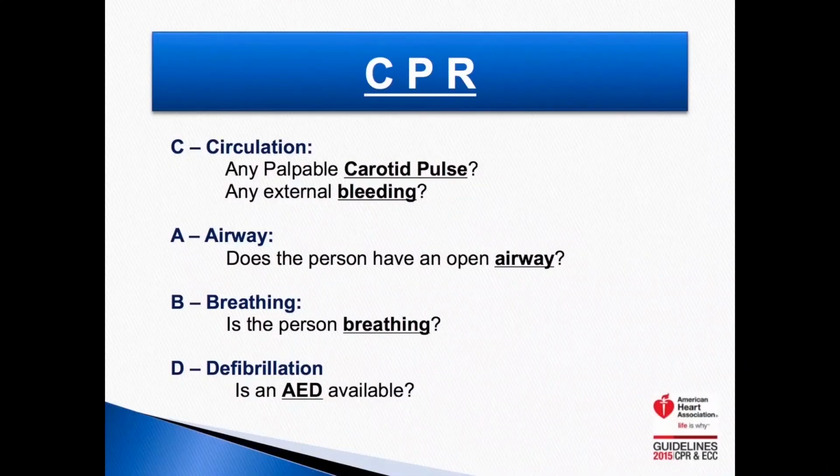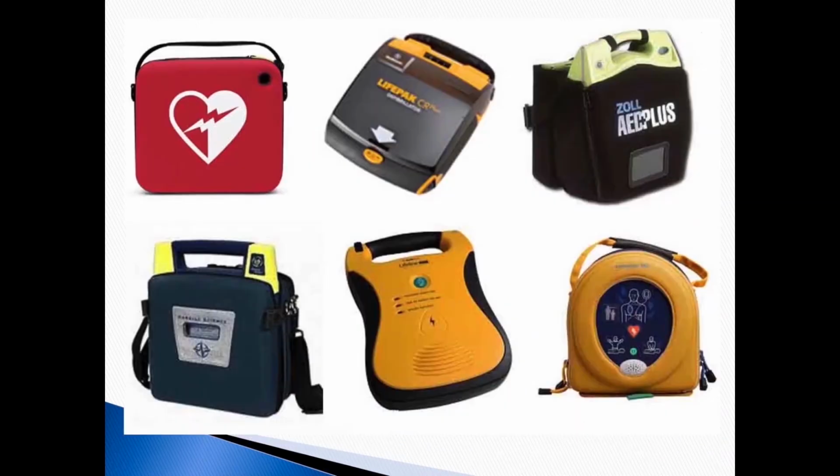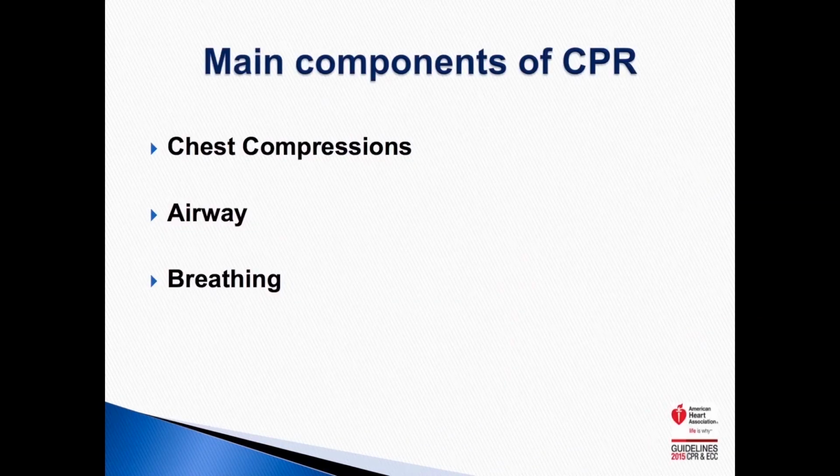B. Breathing. Is the person breathing? Look for rise and fall of the chest. D. Defibrillation. Is an AED or automated external defibrillator available? AED can only detect 2 shockable rhythms, namely the ventricular fibrillation or VFib and ventricular tachycardia or VTAC.